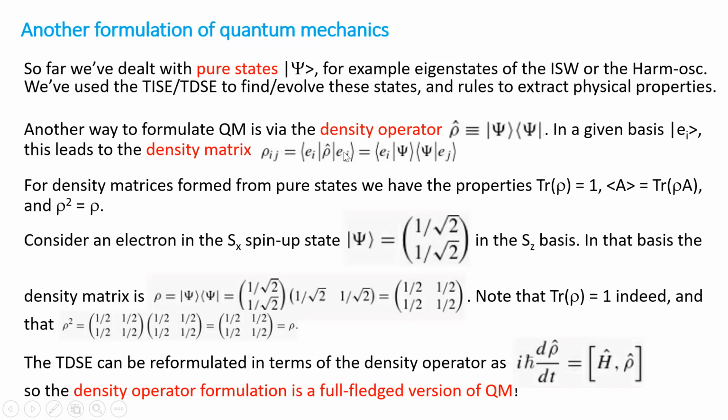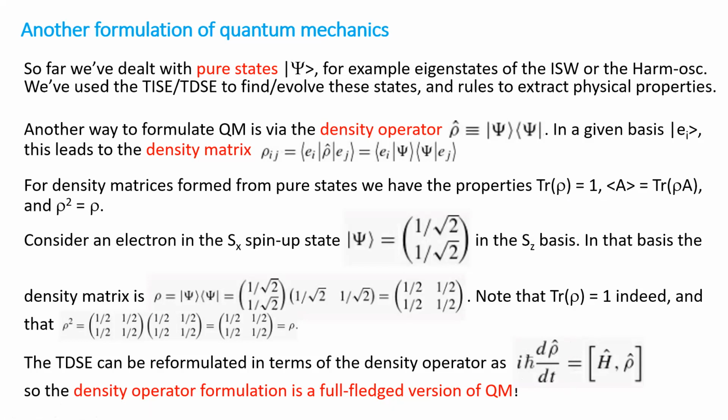We can represent any pure state that we've had so far as a density operator or a density matrix, and then we can see how that evolves in time, and we know how to use the density operator to extract physical information. The expectation value is the trace of the density operator times whatever we're interested in getting the physical information or properties about. Okay, so that's another formulation of quantum mechanics, kind of cool.